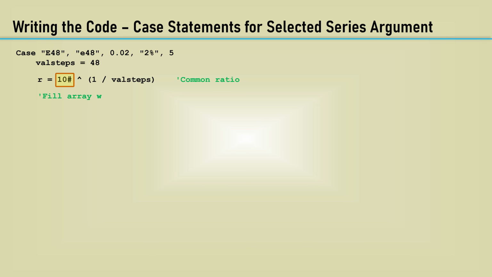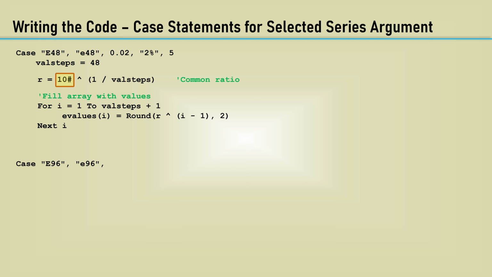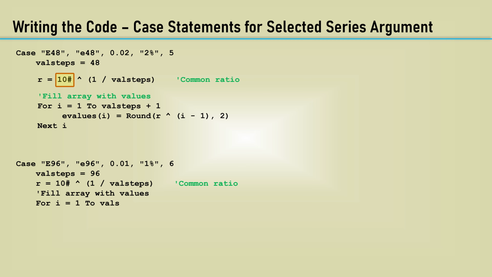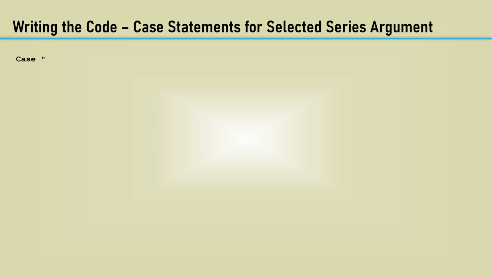I'll fill the array with a for statement where I goes from 1 to val steps plus 1. Each value is r raised to the power of I minus 1, rounded to 2 decimal places. The 49th value will automatically be 10. The E96 series is done the same way. The E192 series is done the same way.